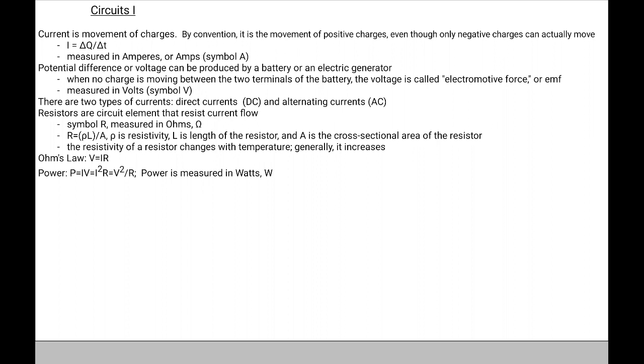Another equation is that for power. So power is I times V, and if we substitute V as IR in this equation, we end up with power equals I squared R, or if we substitute the I from here, so that would be V over R, into there, then we end up with power being equal to V squared over R. Power is work over time, so the unit for power is the watt, and the symbol is W.